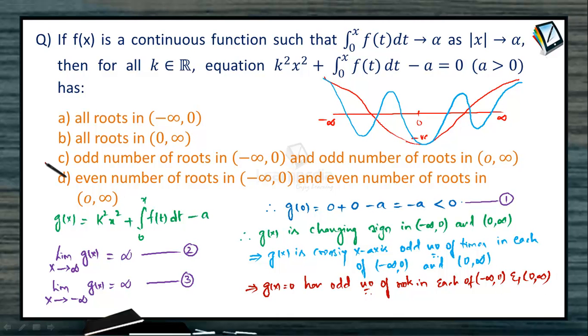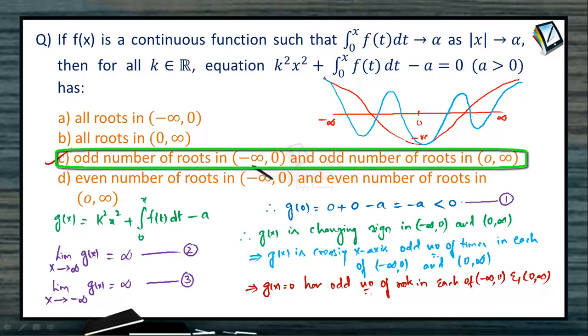If you observe, option C says an odd number of roots in minus infinity to 0 and another odd number of roots in 0 to infinity. And if you remember, the total number of roots of g(x) = 0 is always even. So what is the option which satisfies? Yes, option C says there is an odd number of roots on the left side of 0 and an odd number of roots on the right side of 0, right?